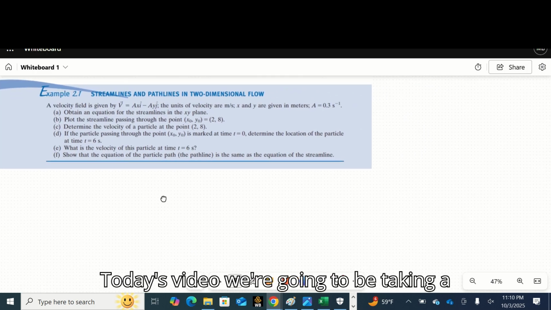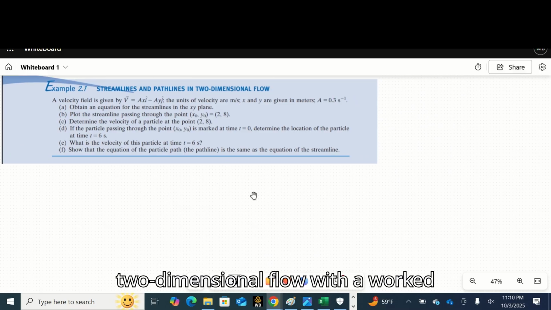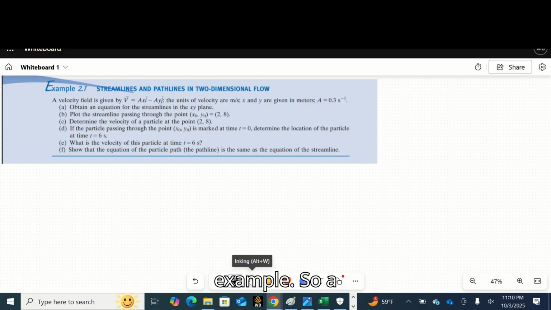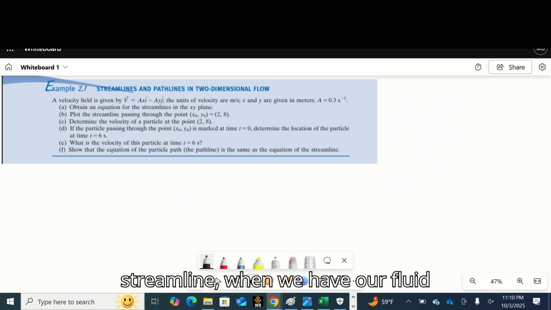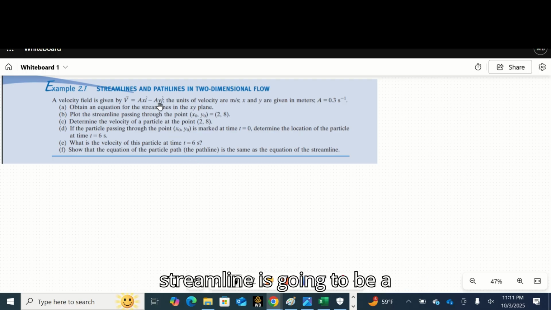Today's video, we're going to be taking a look at streamlines and pathlines in two-dimensional flow with a worked example. So, a streamline, when we have our fluid particles, a streamline is going to be a tangent velocity vector on a field.